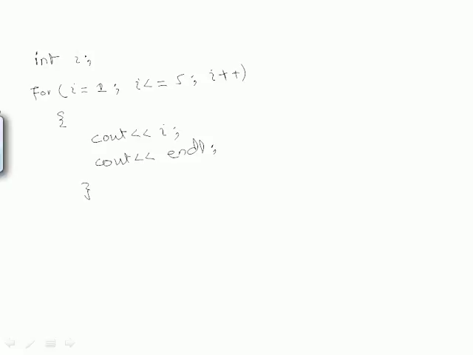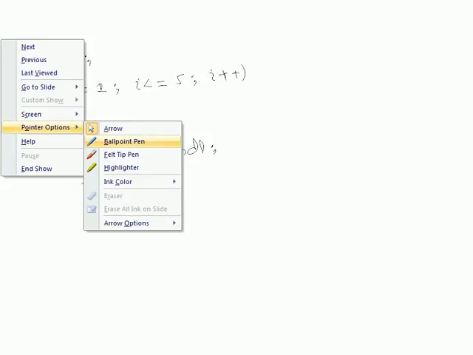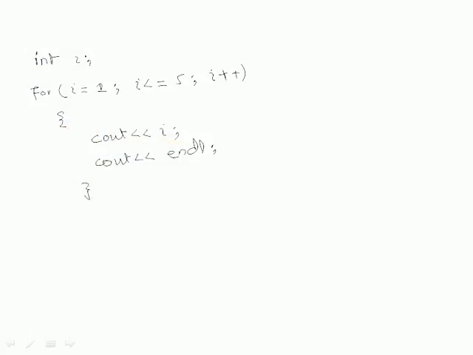So in order to do analysis, we construct two columns in front of the algorithm. For each of the statements, we construct two columns, one with the name cost and another one with the name times.